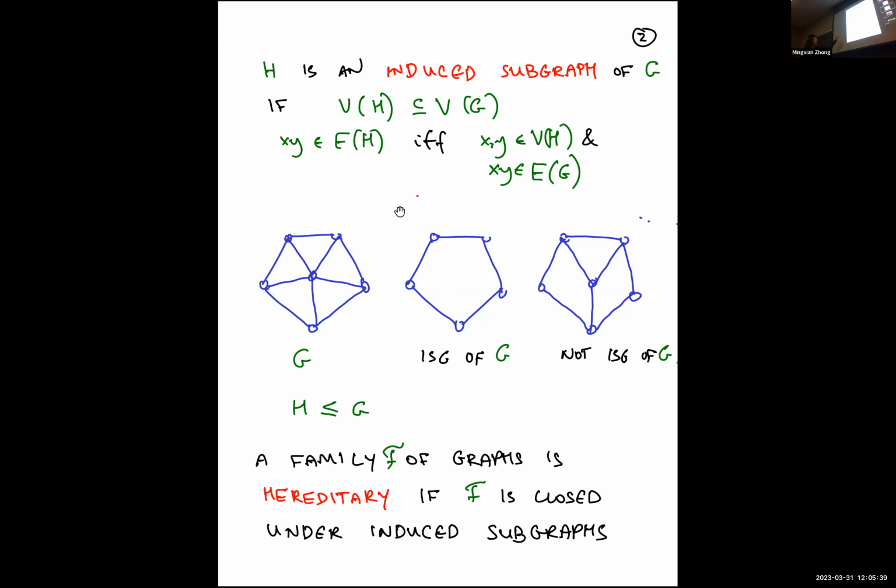I'll write H is contained in G, like this, and a family of graphs is called hereditary if it's closed under taking induced subgraphs. I have to say, I made this slide in 2002 when I gave my first talk.